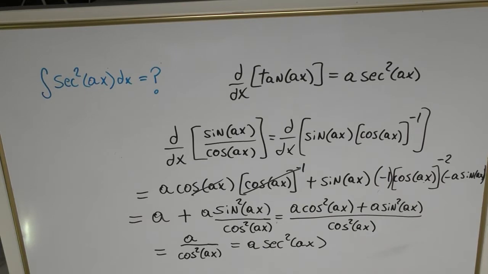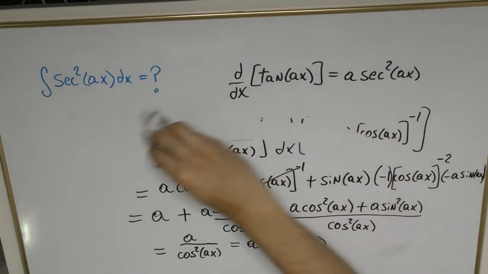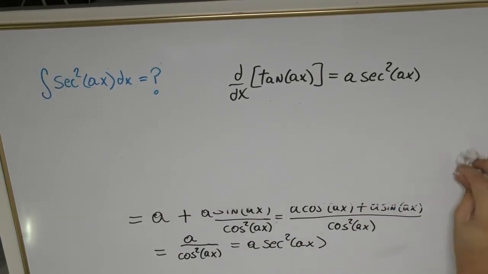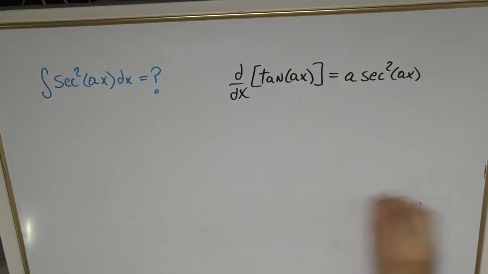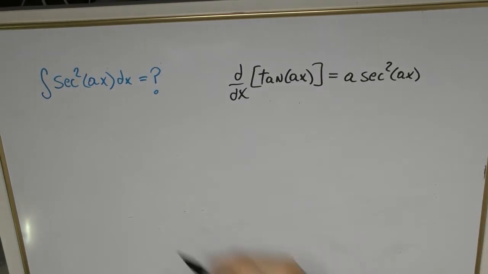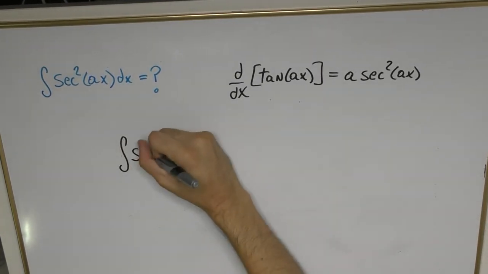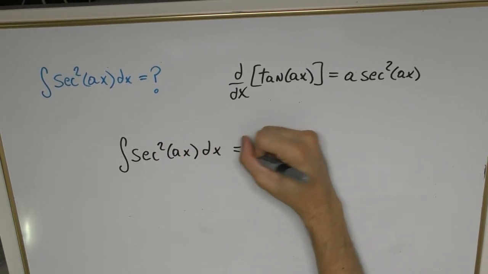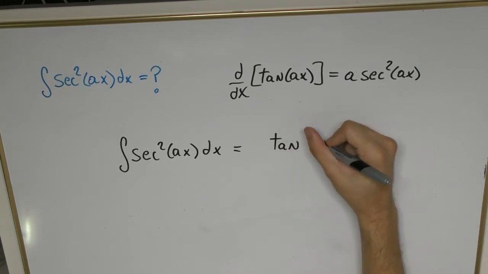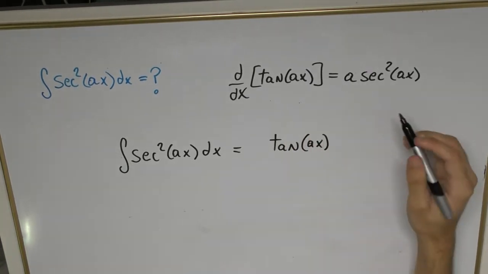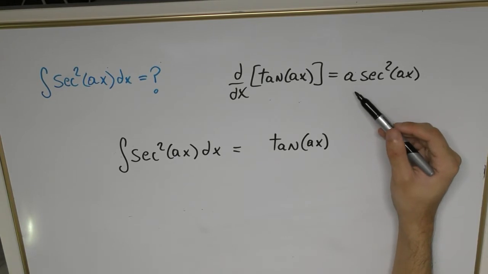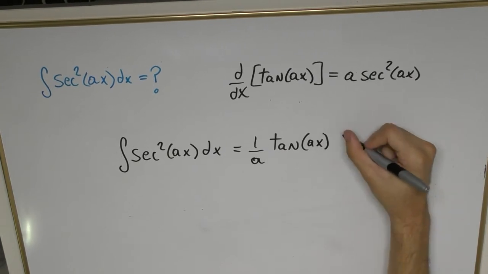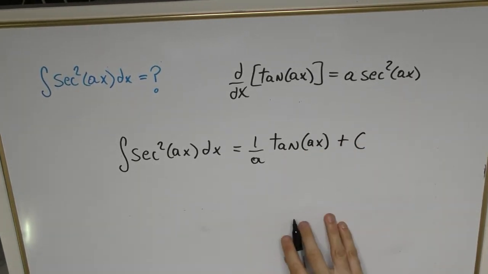Okay, so let's write it down as a general formula. So if we make some room over here, let's just get rid of all of this. We know that the integral of sec squared of ax dx is going to be equal to tan ax. But remember that we had an a at the front, so that means since we're integrating, we should have a 1 over a at the front, and that will complete our integral. And that's going to be plus c.